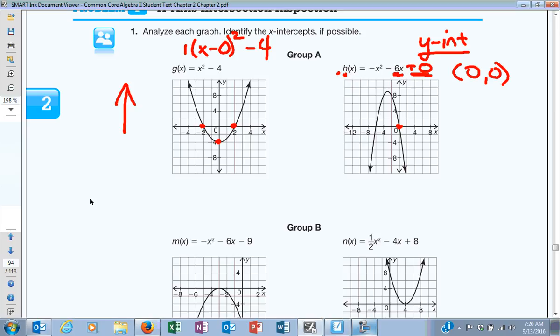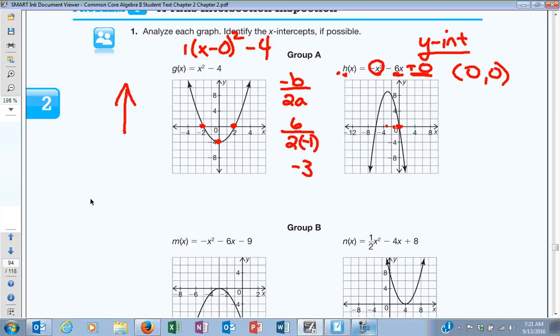Now, I also know that this graph is facing down, right? Could I find the vertex? How do I find the vertex? Opposite of b over 2a. Opposite of b is 6 over 2 times a what? Negative 1. Because that's a negative right there. And I would get negative 3. Does that match up with what my graph says?